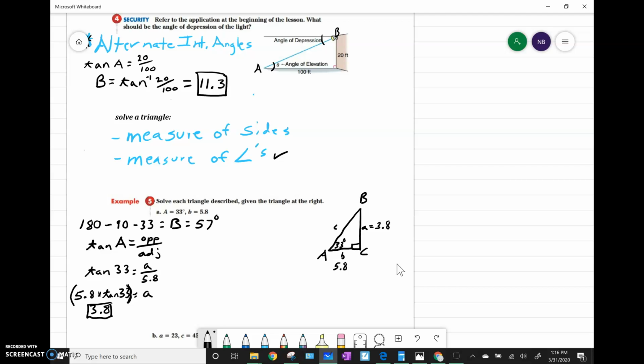All right, now the only thing left we need to do is use the Pythagorean theorem, and I'm going to abbreviate that as PT. All right, and we know that that is A squared plus B squared equals C squared. So if we plug all that in to the Pythagorean theorem, we end up with 3.8 squared plus 5.8 squared equals C squared. All right, and if we solve that, we end up with C equals 6.9. And we have found everything we needed for measure of sides and measure of angles.